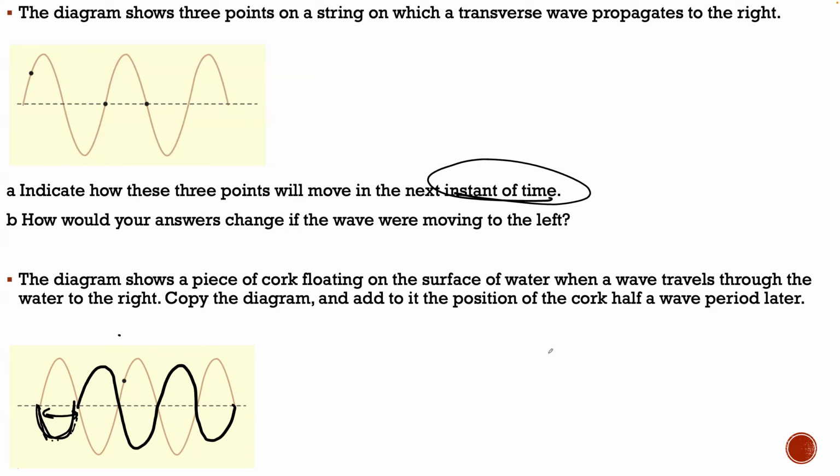Now, the question is, what will be the position of the cork after half a wave period? So this was the initial position. Now it will be dropped onto the new position. That's the new position of the wave. Therefore, we can say that the cork will be moved downward. The cork will be moving downward.